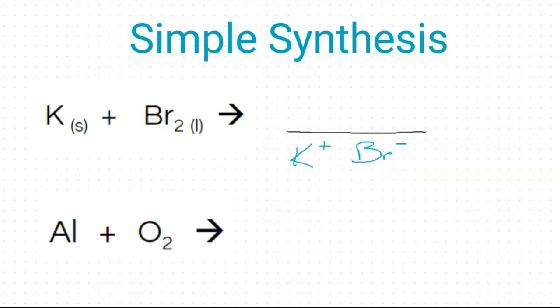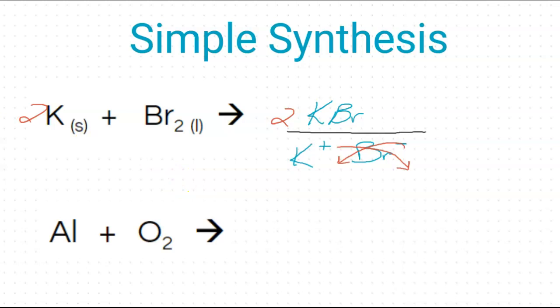Once I have this written, then I can do the crisscross and reduce. So I bring a 1 down here, I bring a 1 down here, and my final compound formula is going to be KBr. If I want to balance it, then all I would do is come back and I would need a 2 in front here, and I would need a 2 in front here to balance.